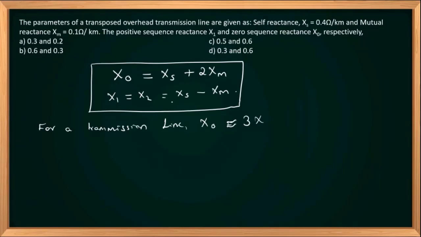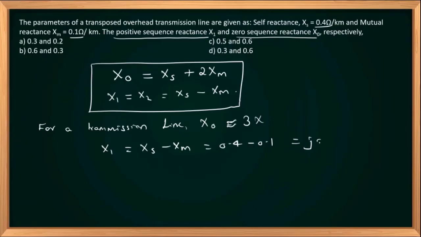So these are the expressions. X0 is equal to XS plus 2XM. X1 is equal to X2, which is equal to XS minus XM. Now you are asked to find the positive sequence reactance X1 കണ്ടുപിടിക്കണം, zero sequence reactance X0 കണ്ടുപിടിക്കണം. So positive sequence reactance X1 is expressed as XS minus XM. XS ന്റെ value തന്നിരിക്കുന്നത് 0.4. XM ന്റെ value തന്നിരിക്കുന്നത് 0.1. So which is J0.3. J0.3 ആണ്.